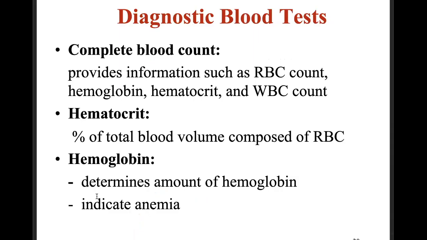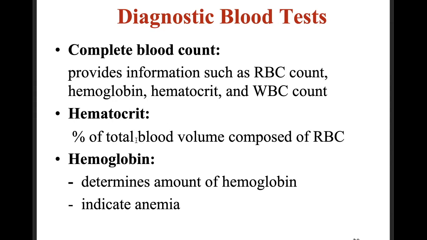Diagnostic blood test, we have your CBC, or what we call your complete blood count. Maybe some of you here have undergone some medical tests already. So your complete blood count provides information such as your RBC count, hemoglobin, hematocrit, and your WBC count. The male usually has 4.6 to 6.2 million per microliter, while the female has 4.2 to 5.4 million per microliter.